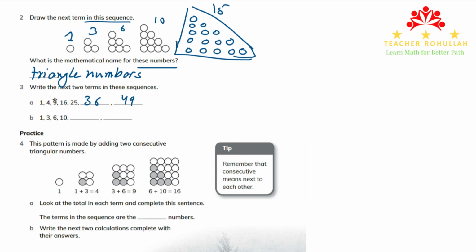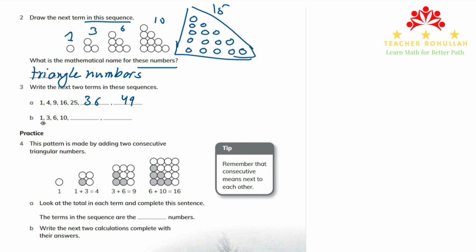How are they formed? They are formed by multiplying a number by itself. For example, 1 times 1 is 1, 2 times 2 is 4, 3 times 3 is 9, 4 times 4 is 16, 5 times 5 is 25, and 6 times 6 is 36. So 7 times 7 is 49.